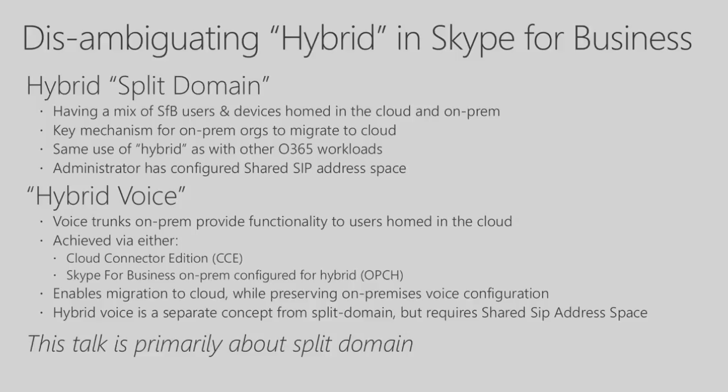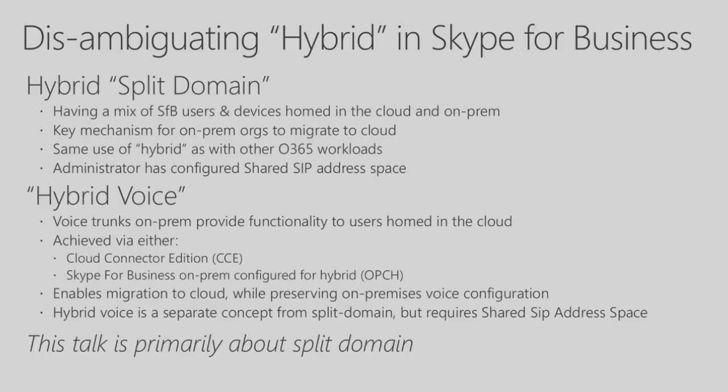The other concept of hybrid in Skype is hybrid voice. And what this really means is that you've got voice trunks coming in on-prem, and you're using equipment there to provide voice functionality to users that are in the cloud. And you can do this with either the Cloud Connector Edition, or you can also use Skype for Business on-prem when it's already in hybrid to deliver that voice. So hybrid voice enables you to start migrating to the cloud while still preserving your on-prem voice configuration. And just to complicate things a little bit, hybrid voice actually does depend on shared SIP address space, which is the first topic. And that's actually really what I'm going to focus on here.